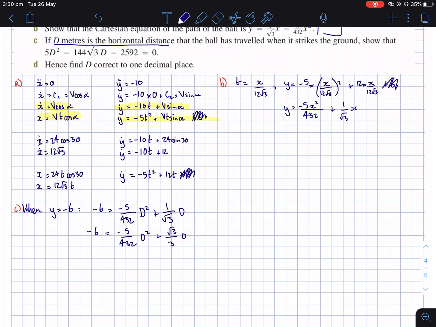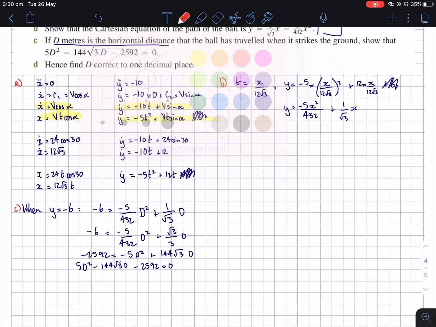Okay, I'm going to times everything by 432. And 432 over 3 is 144. Which means I can rearrange. I've got 5d squared, take 144 root 3d, take 2592 equals 0. You probably do that really quickly. Okay, I've had a long day.